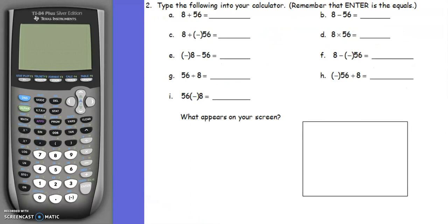So let's calculate some stuff. We're going to type the following into the calculator. And remember that enter is equal. So turn your calculator on, 8 plus 56 equals. And then we get the answer below, so we're going to write 64. For B, we are going to type in 8, and this is a subtraction sign, so we're going to use the operation minus 56. Enter. We get negative 48. Now this one reads 8 plus negative 56. So the way that we type it in is 8 plus negative 56 equals negative 48.